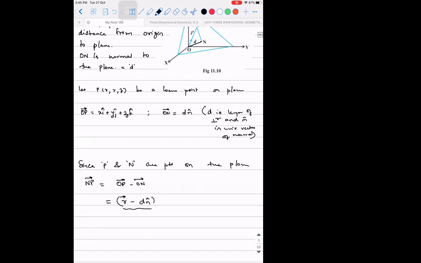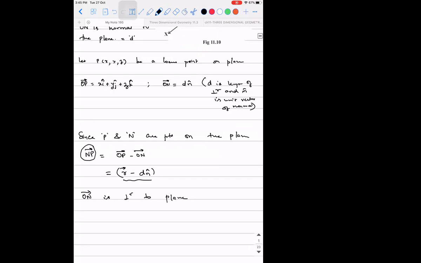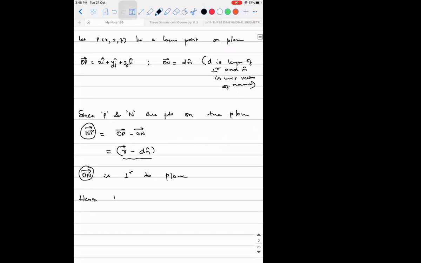So R vector minus d n cap is a vector in the plane, and ON vector is perpendicular to the plane. Accepted? So can I say that NP vector and ON vector are also perpendicular to each other? Hence, NP vector is also perpendicular to ON vector. Accepted, guys? So what is the condition for perpendicularity between two vectors? R vector minus d n cap dot d n cap should be equal to 0, since NP vector dot ON vector is 0 because they are perpendicular.